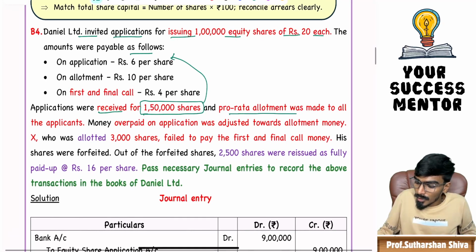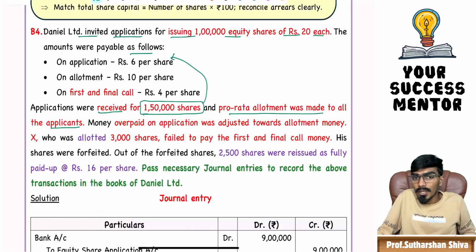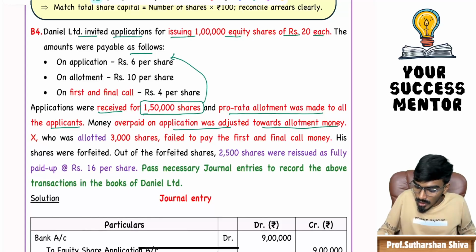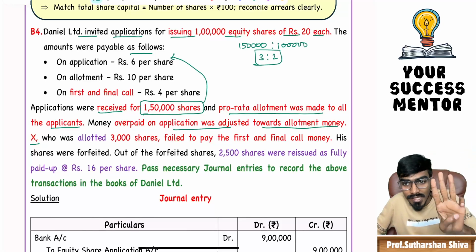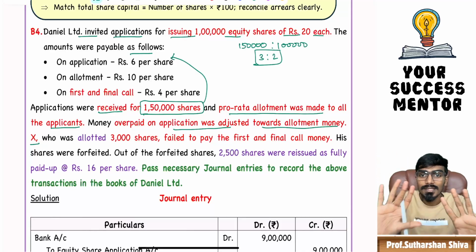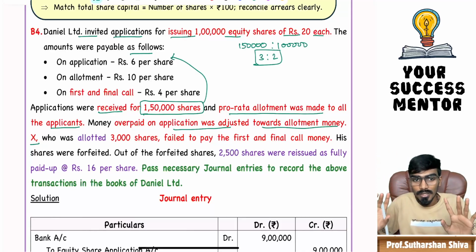And pro rata allotment was made to all the applicants. What is meant by pro rata allotment? Whatever the application money, it was adjusted towards allotment money. So how much is in excess? I collected applications for 1,50,000 shares against 1 lakh. If we cancel the zeros, it is nothing but 3 is to 2. So whoever applied for 3 was allotted 2. That is the understanding of pro rata. Are you able to understand?